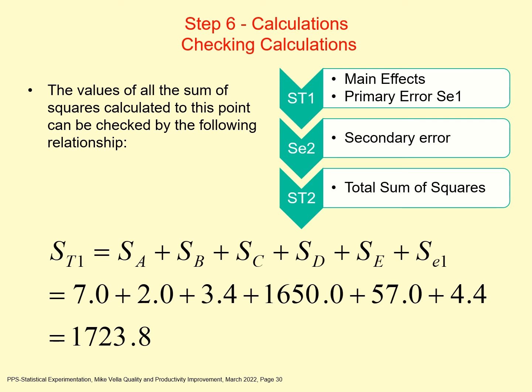So the values of all the sum of squares calculated to this point can be checked by the following relationship. Again, the ST2 and the ST1, those are really just sort of check numbers. Make sure we've done the math correctly. So ST1, or the primary sum of squares, is ST1 equals all the main effects, SA, SB, SC, plus the primary error. And that's 1723.8.